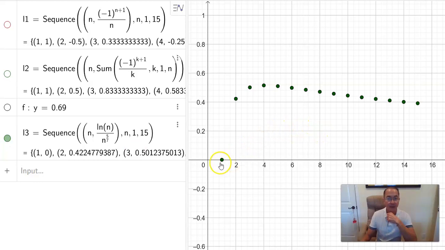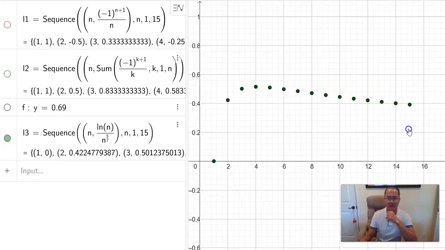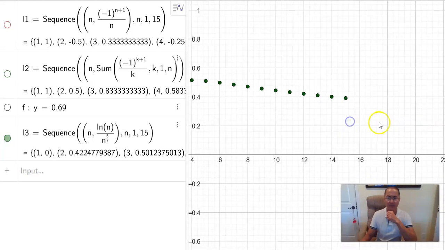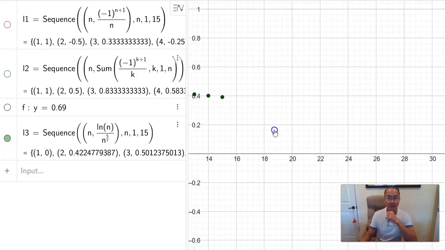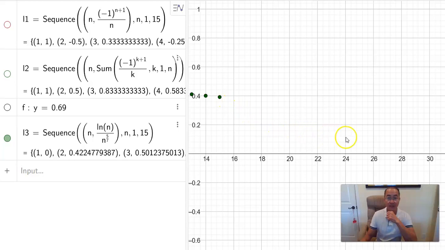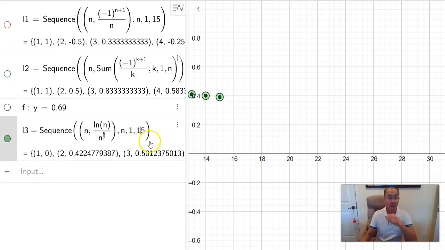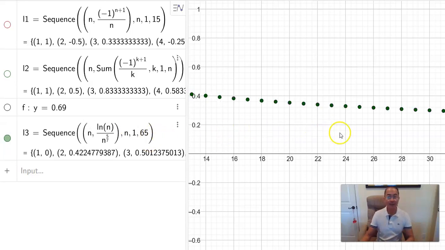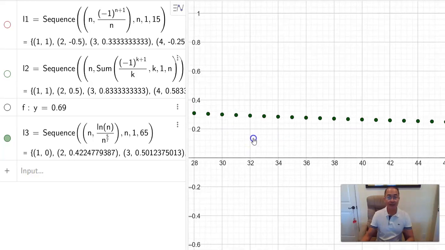There you go. So between 1 and 4, you're still increasing. But after you cross 4, you are now decreasing. And this should worry you a little bit. Oh, maybe there's a horizontal asymptote. But we do know that this sequence will converge to 0. So you want to look some more? Let's go up to 65. Ooh, we got more dots there. And yep, they're going lower.